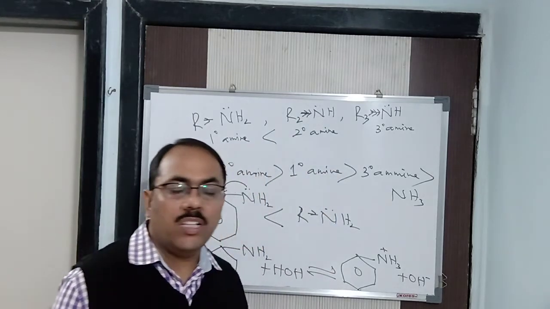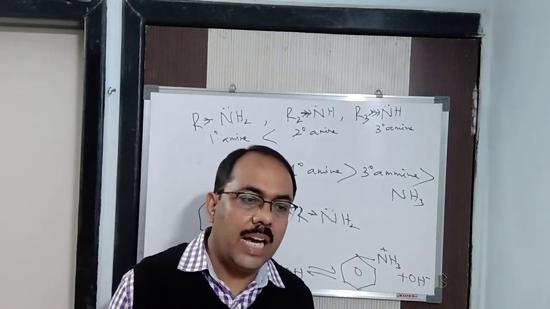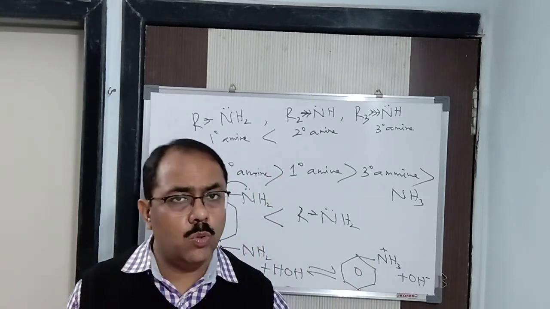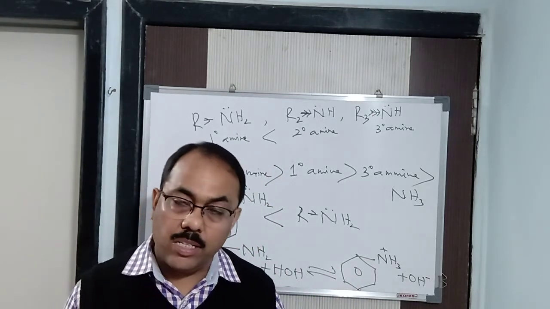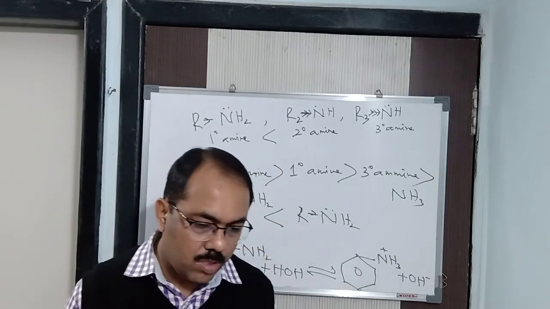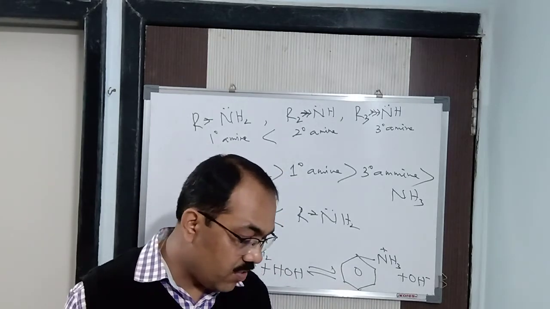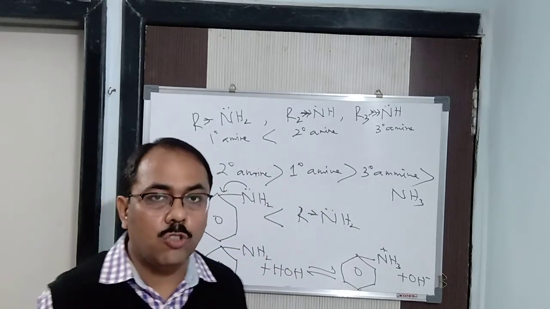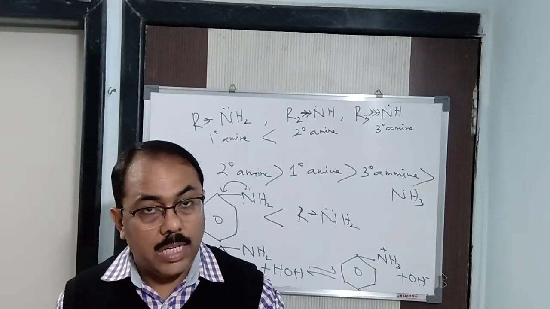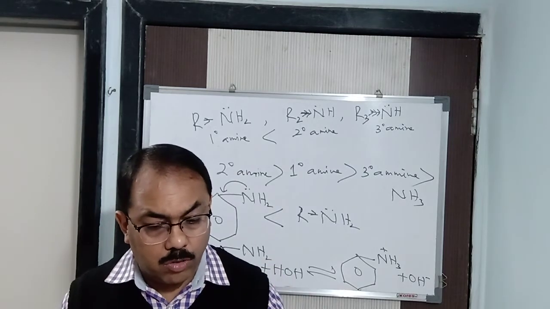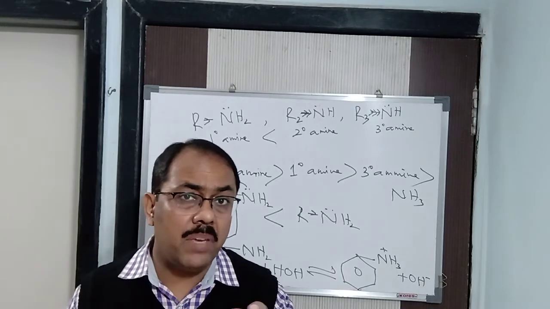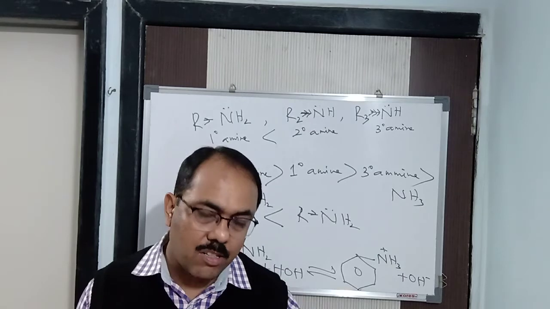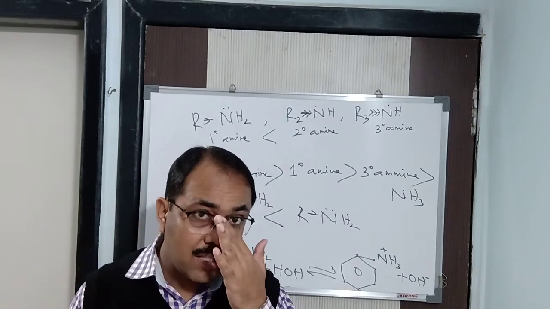And one thing more you have to remember here: when an electron pumping group, an electron releasing group, is attached to aryl amines, then the basic character increases. Like suppose a CH3 group is there, or C2H5 group, or OCH3 group, or OH group, or NH2 group. They are called electron donor groups. Remember it, I have read it earlier also. Electron donor group increases the basic character here. In acid you have read that an electron donor group decreases the acidic character. But in base it is the opposite: an electron donor group increases the basic character.